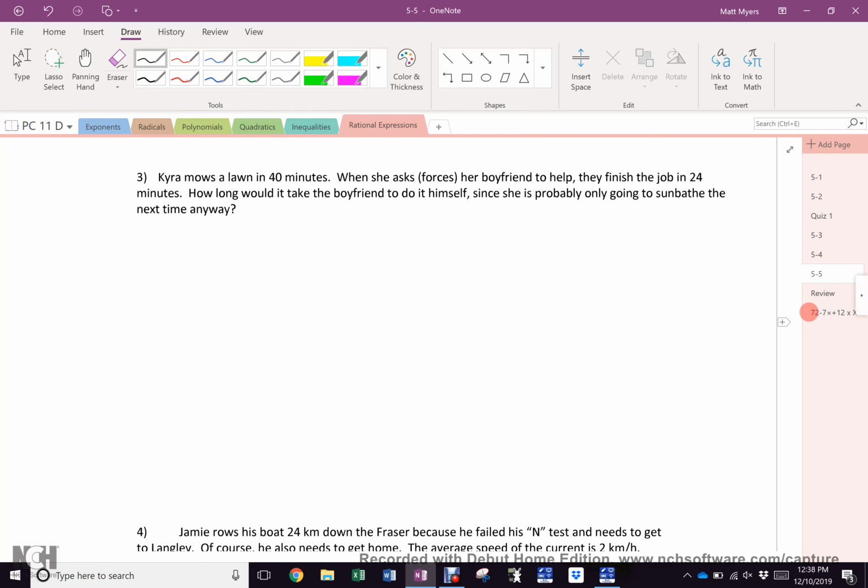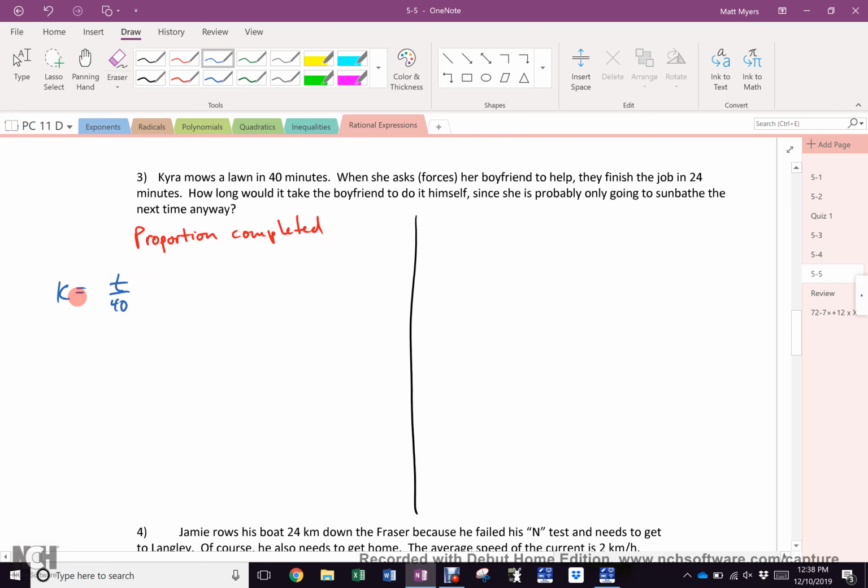Okay. And then Fraser. So we got two choices. What are they? We can do them both ways, right? So, the first way is the proportion completed, right? Okay, so what's Kyra? She's going to be t over 40, right? That's Kyra. Right? What's the boyfriend?